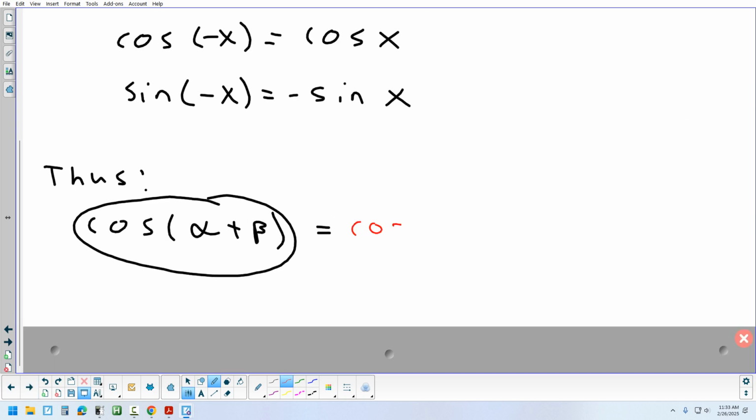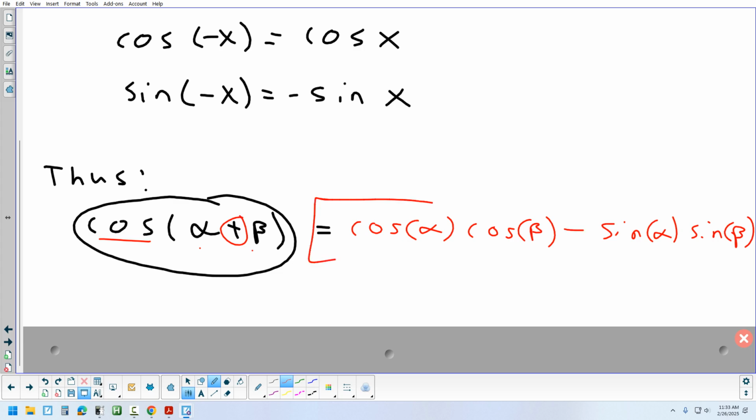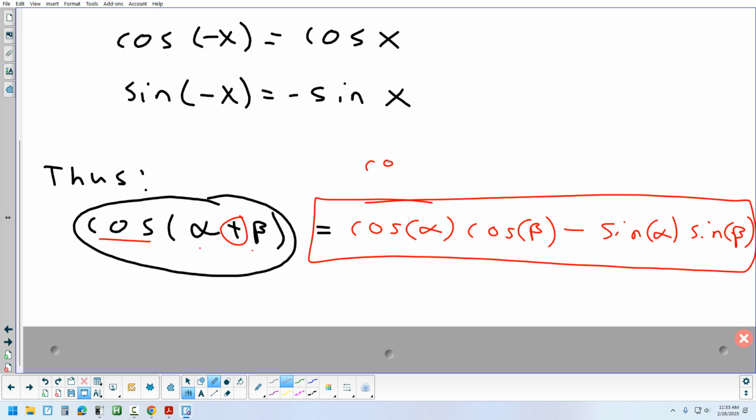So cosines on the left, sines on the right. 1, 2, 1, 2 for the angles. So first, second, first, second. And when you're dealing with cosine, it's always the opposite of what you have right there. Not with sine, but with cosine it is. So that's the cosine sum formula.